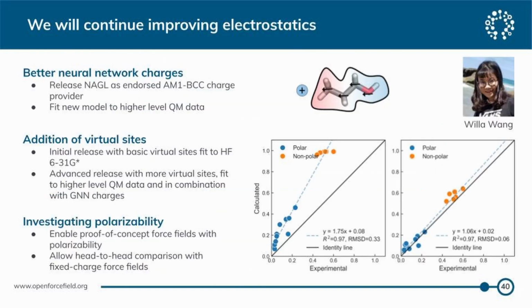So we want to keep working on improving electrostatics, and this will take the form of 3 directions. We want to release our existing neural network project as an endorsed AM1 charge provider, and then after that, move on to fitting directly to higher level QM data, and we think that will improve our electrostatics quite a bit. We'll keep working on virtual sites, and if or when the current initial phase of virtual sites is successful, we plan to advance this by adding even more virtual sites, but also fitting them to a higher level of theory than HF6-31G star. And lastly, we'll start investigating polarizability, so largely building off Willer's very promising work here with direct polarizability.